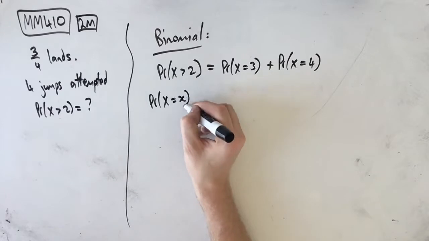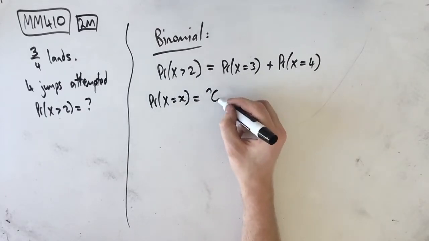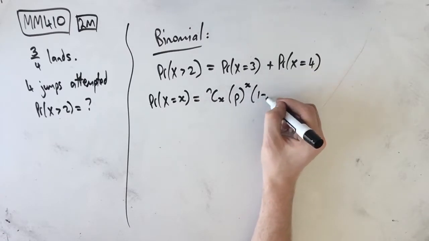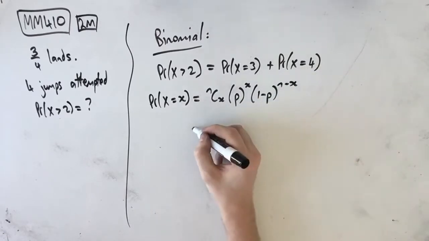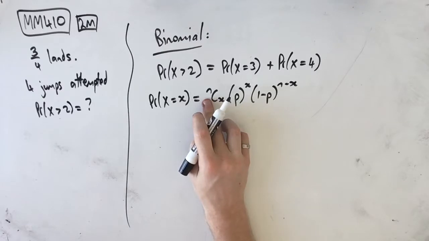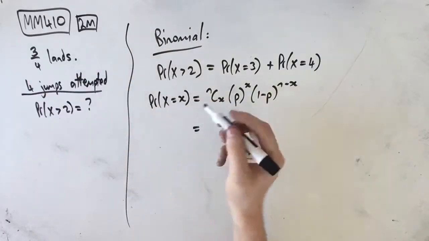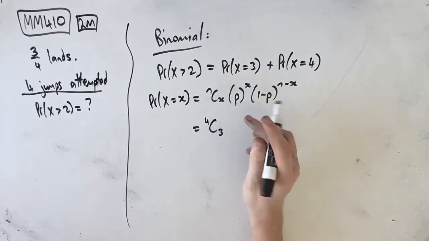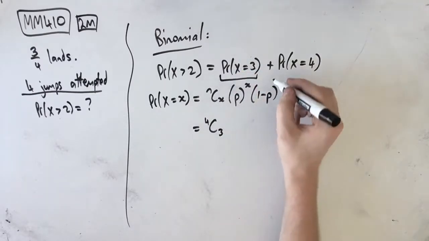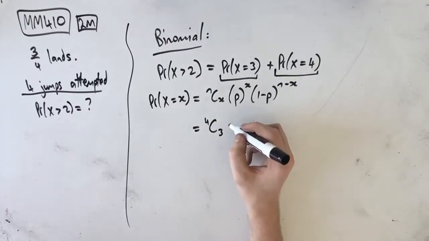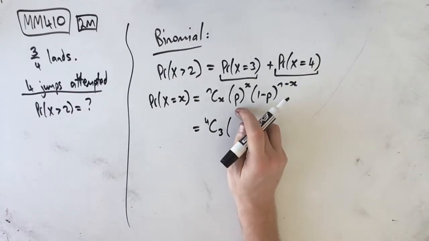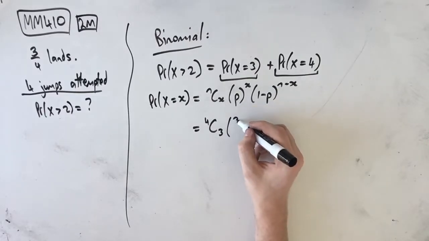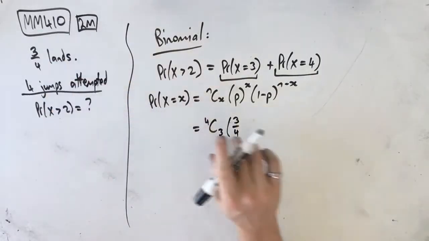Now, the binomial distribution formula tells us that the probability of x equals nCx times p to the x times 1 minus p to the n minus x. Now, n is our number of attempts or number of jumps, which in this case is 4. So we get 4Cx, which in this case is 3. So we're going to do these separately. We're just doing this one first, and then we're going to add this one. 4C3, where p is our probability of landing the jump, right? So in this case, our p is 3 on 4, okay, because he lands 3/4 of his jumps.